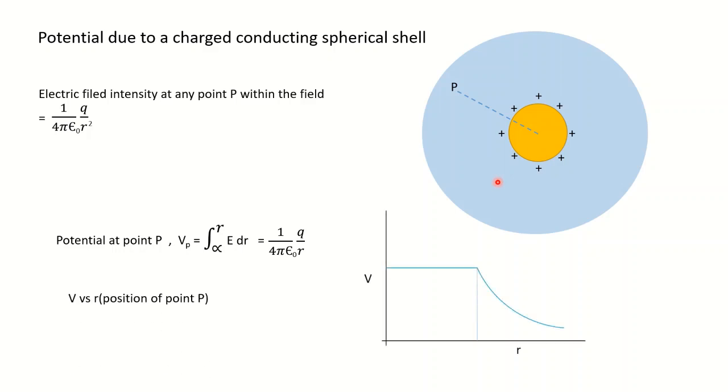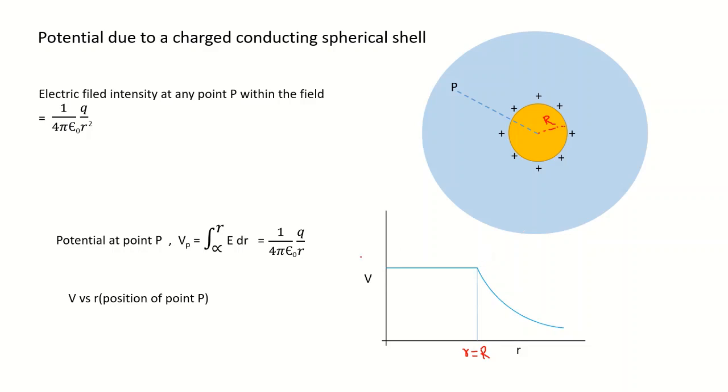Now, if we try to plot the variation of potential at point P, placing point P at various locations, we are going to obtain this kind of graph. Now, how is it obtained? Let's see. If we stand right on the surface of the conducting sphere, we get a constant value that will be 1 by 4 pi epsilon naught q by R, where R stands for the radius of the conducting sphere. So at this position, small r will be equal to capital R, that is the radius of the conducting sphere.